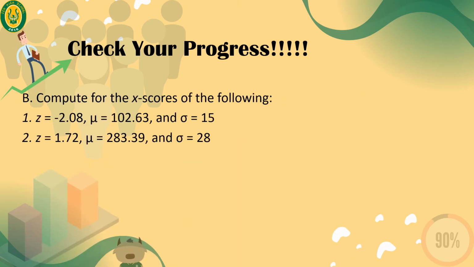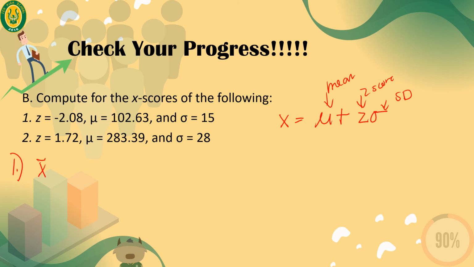Now this time, let's try to compute for the x-scores of the following numbers. Okay, remember that the x-score is computed by adding the mean and the product of the z-score and the standard deviation. Okay, so this is the mean, z-score, this is your standard deviation. Okay, so let's start with number 1. Since all values, mean, z-score, and standard deviation are given, all we have to do is to substitute.